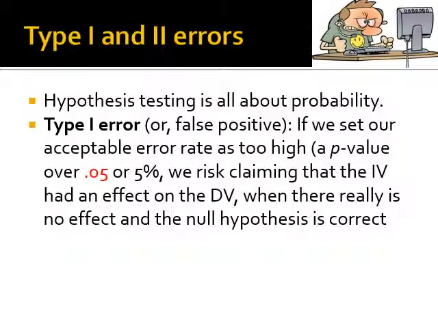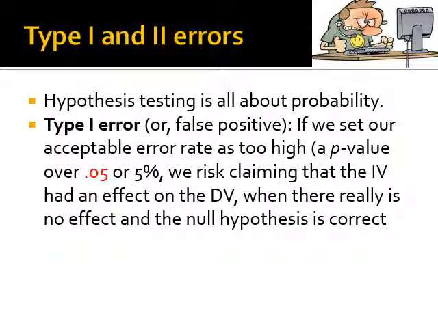So now that you understand the numbers, let's understand what kinds of risks of error you run when you conduct a study. Because hypothesis testing is really all about probability and the likelihood that our findings really don't occur just by chance alone. Type 1 error, also known as a false positive, is when we set our acceptable error rate as too high. So this is when we have a probability value over 0.05 or 5%. And when we do this, we risk claiming that the independent variable has an effect on the dependent variable when there really is no effect and the null hypothesis is correct.